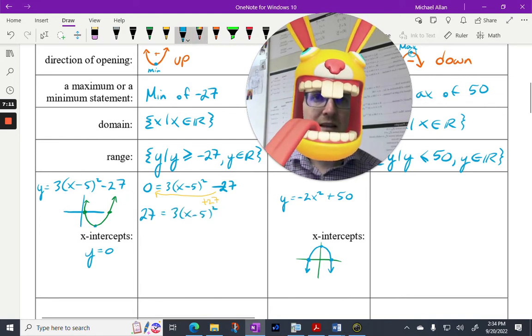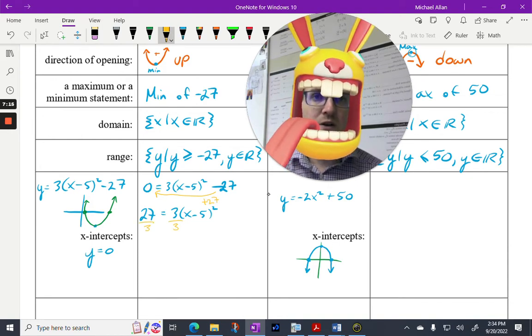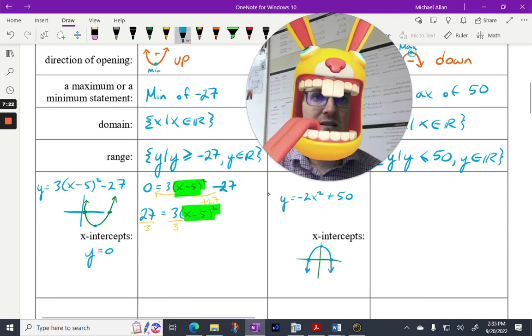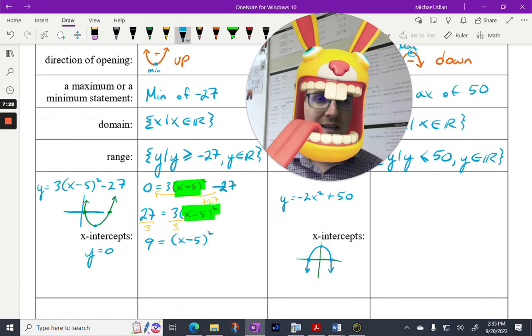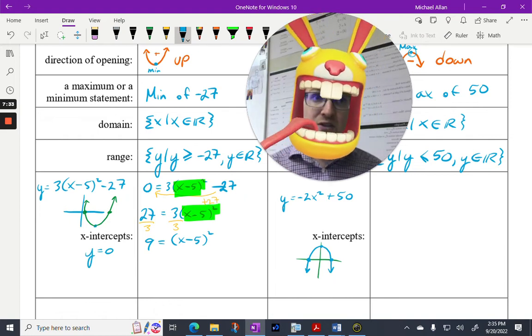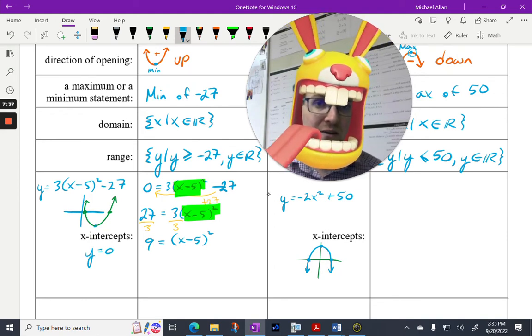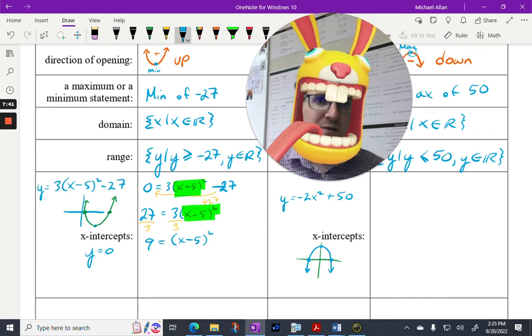Okay. And then I'm going to take that 3 that's in front of this squared piece. The goal here is to get this squared piece by itself. So I'm going to remove all the other numbers from around it. So I'm going to divide by 3. I'm going to get 9. Then you look at this and say, okay, what 2 numbers can I square and get 9? So then you also think, okay, it's 3 squared. Okay, so 3 squared could be my answer.